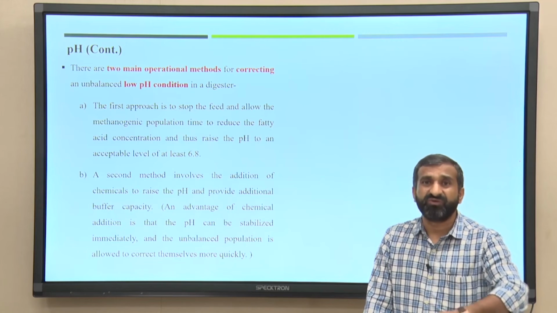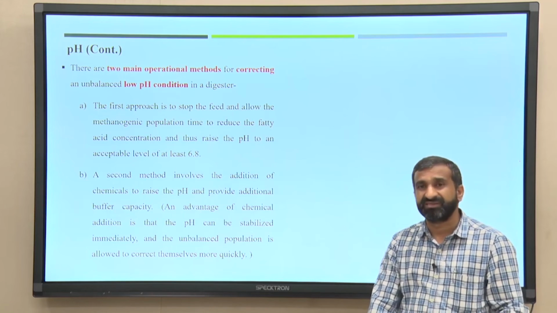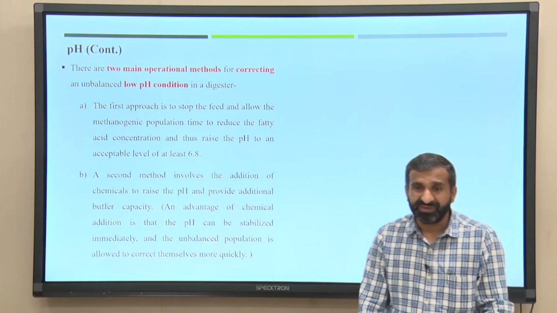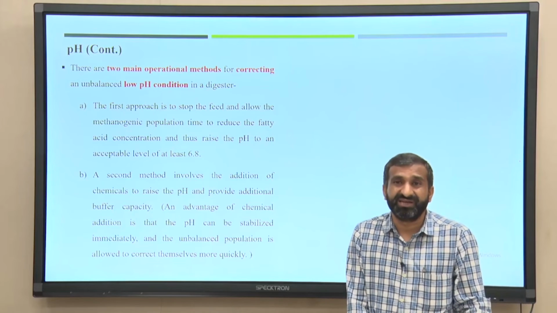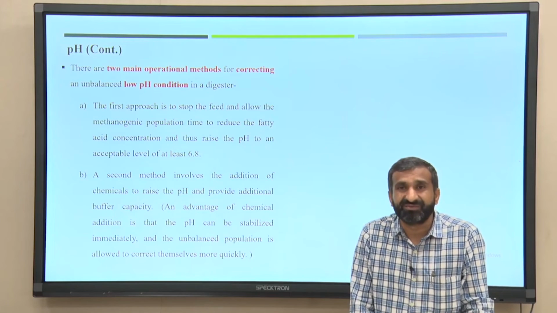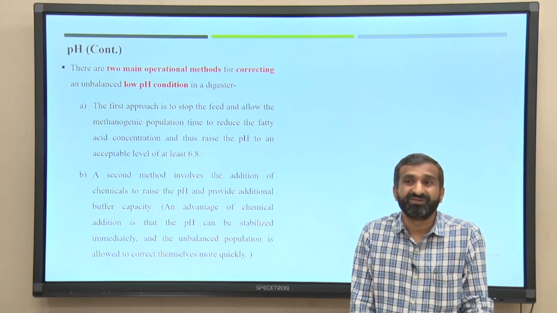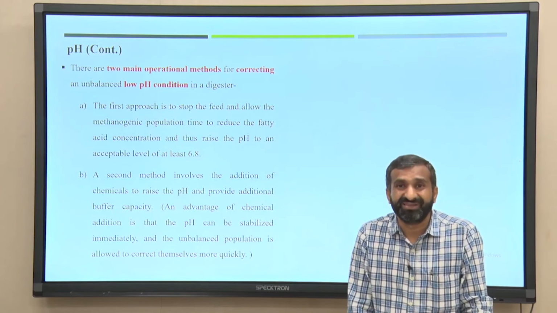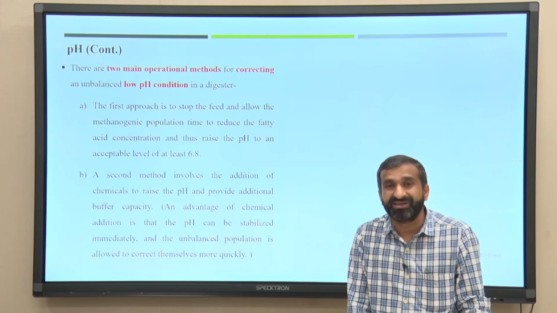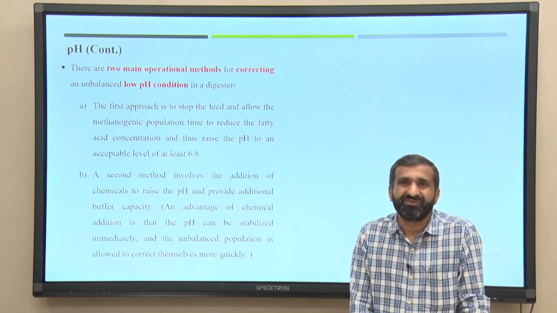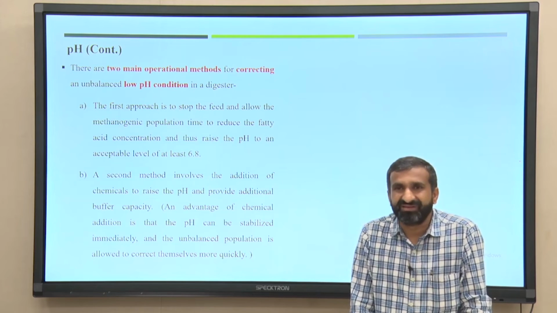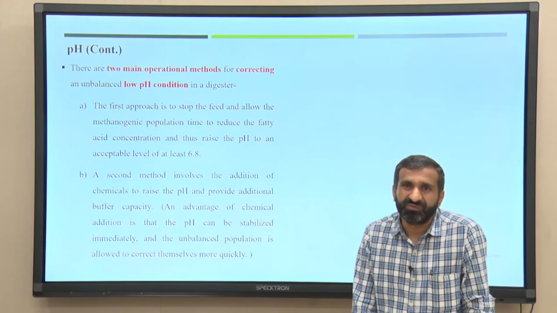So, we need not wait for a longer period to maintain the pH, but it again depends upon the size of the reactor. If there is a very big size of reactor, and maybe size of reactor is 500 tons per day or 200 tons or 100 tons per day capacity, that much amount of chemical utilization would not be possible.